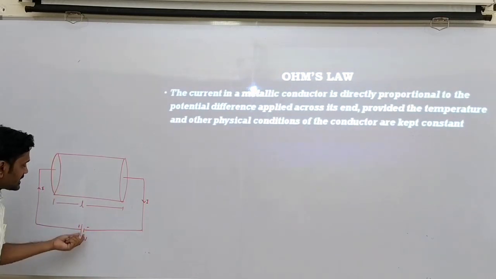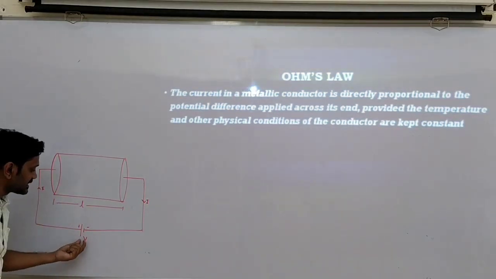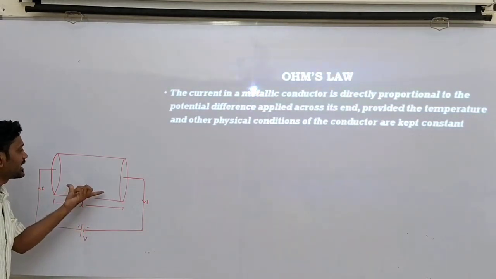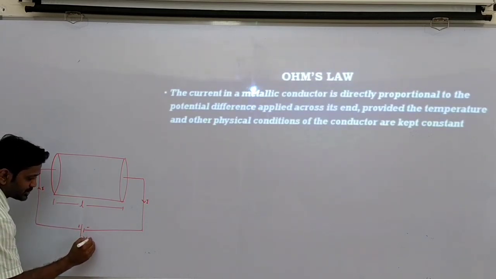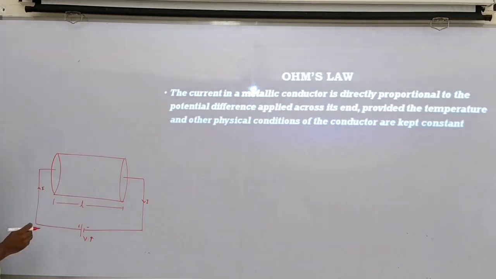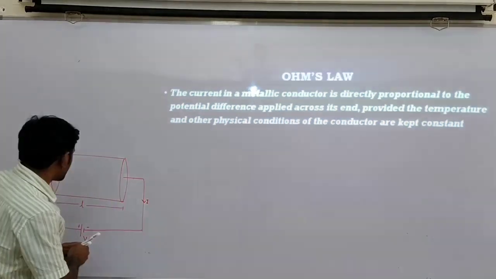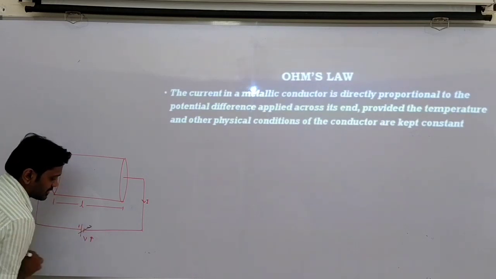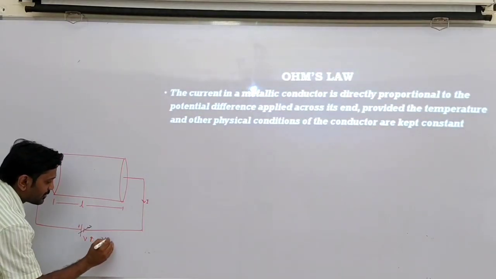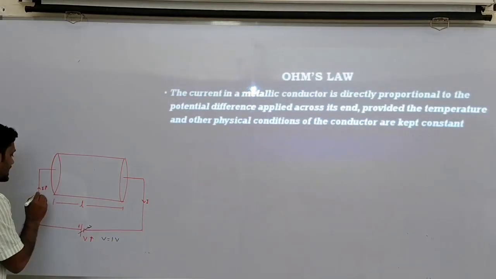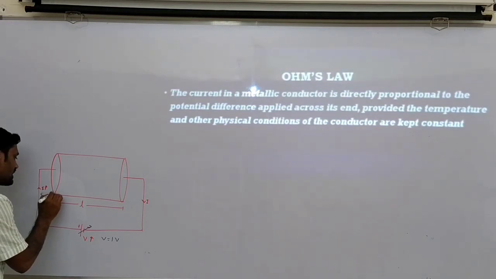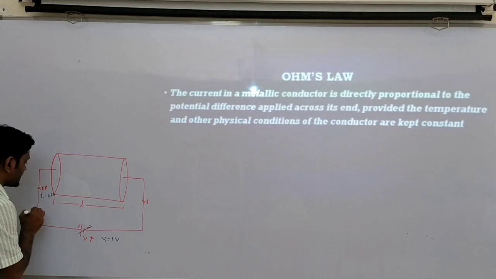According to Ohm's law, the current in the metallic conductor is directly proportional to the potential difference applied across its ends. It means when the voltage is increased, the current through the conductor also increases. For example, let us consider a variable supply or battery. If the applied voltage is 1 volt, the current in the conductor becomes 0.1 amps. We can take it as V1 and I1.